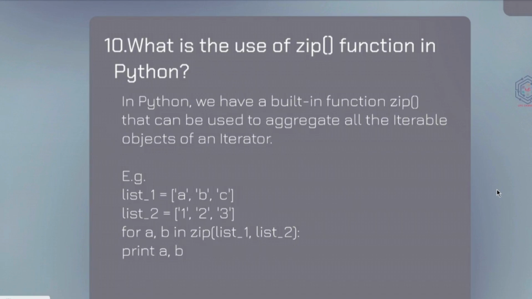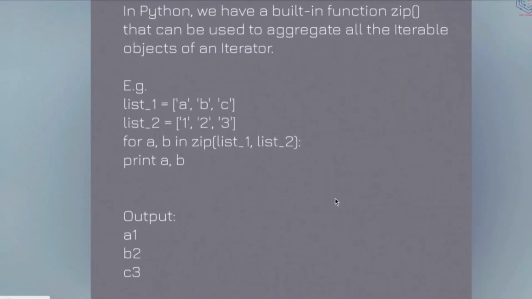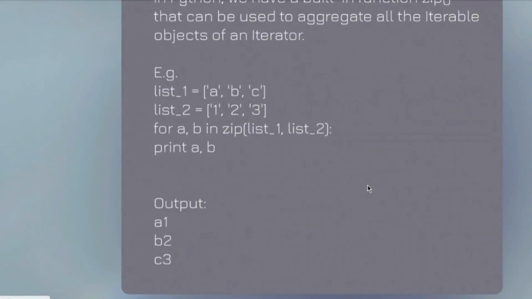Here we combine those things and give the output as A1, B2, C. By using the zip function, we can divide our input data from different sources into a fixed number of iterables.